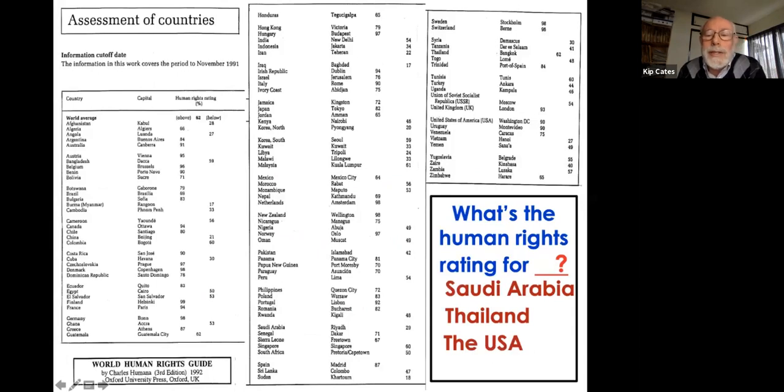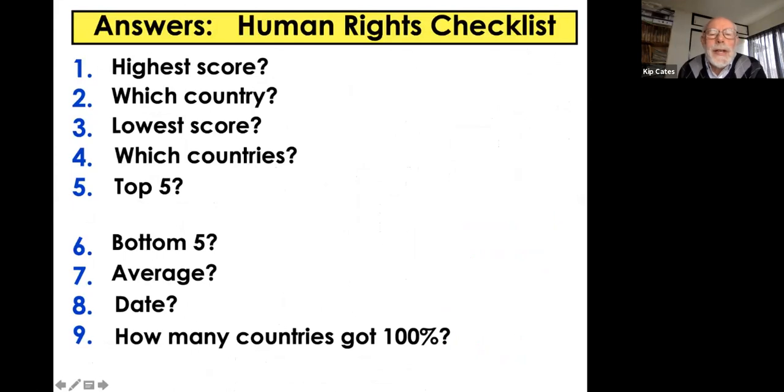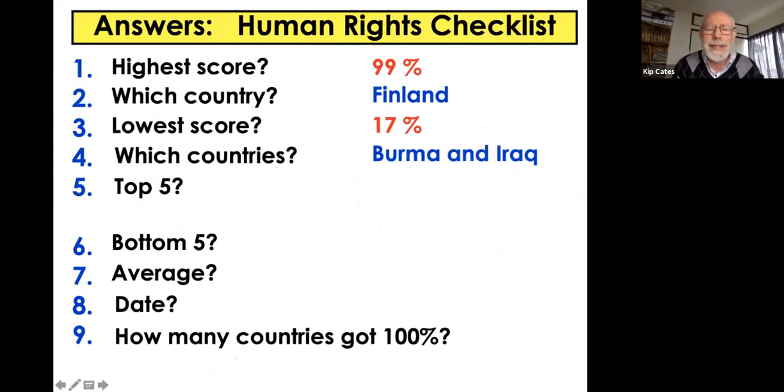What about for the USA, okay? And for India. So you can get students in pairs to quiz each other. Ask your partner, what's the human rights rating for Brazil, for this and that? It's quite interesting. Then we come and ask some questions. What was the highest score of all countries? It was 99%. Which country got 99? Finland. That is almost perfect. On a list of 40 human rights, Finland had 99%, one of the best countries in the world. Lowest score was 17%. That was Burma and Iraq, okay?